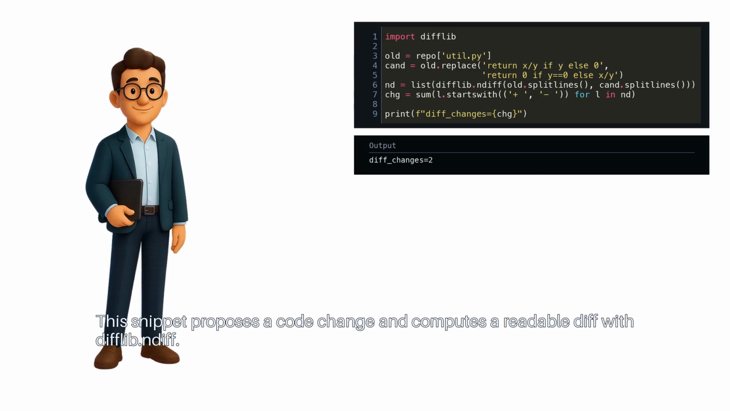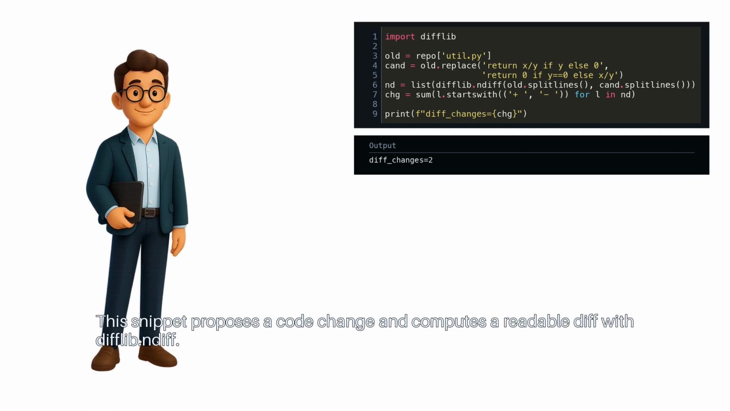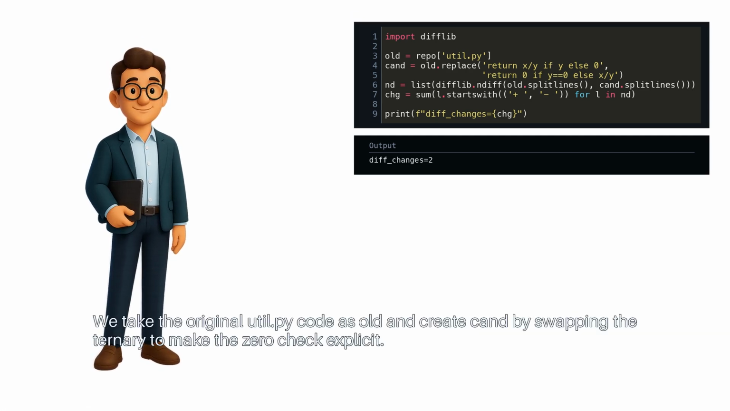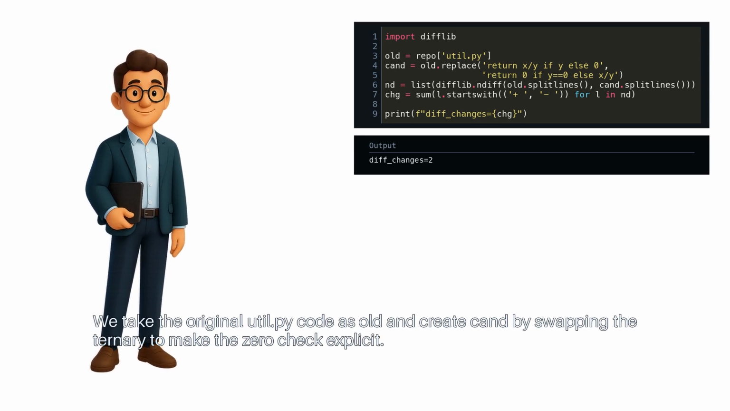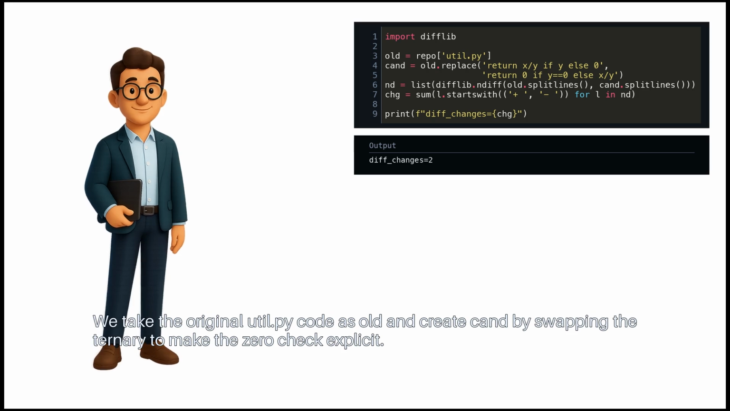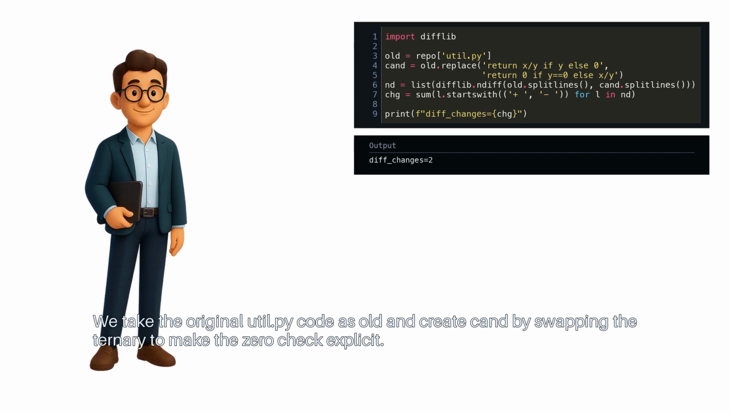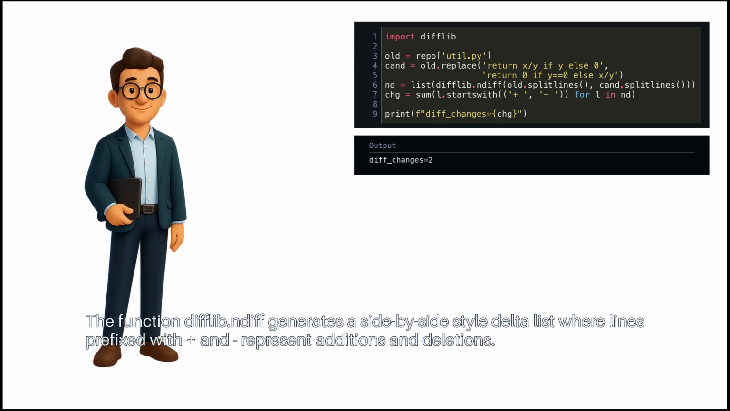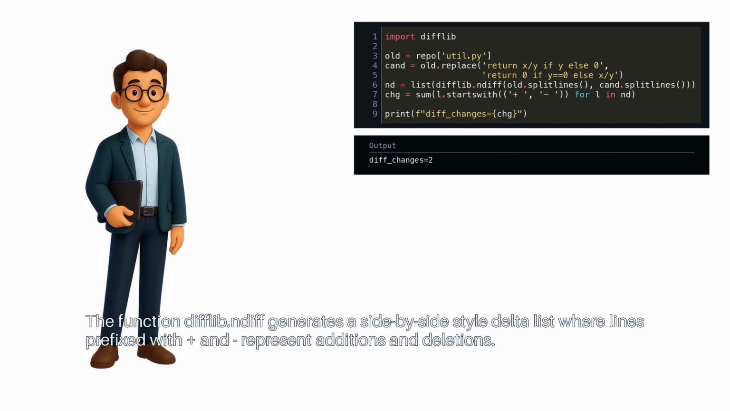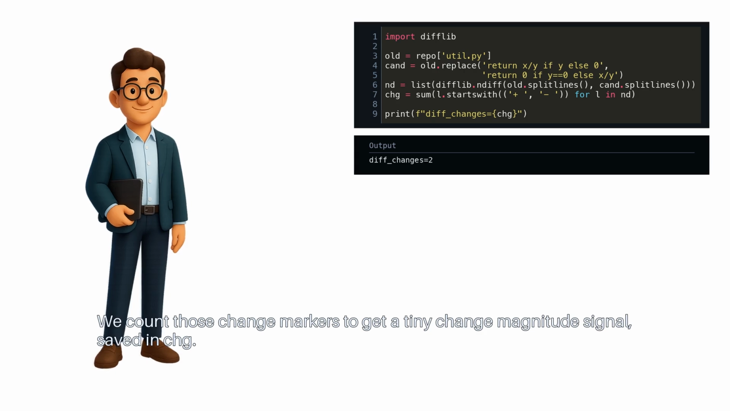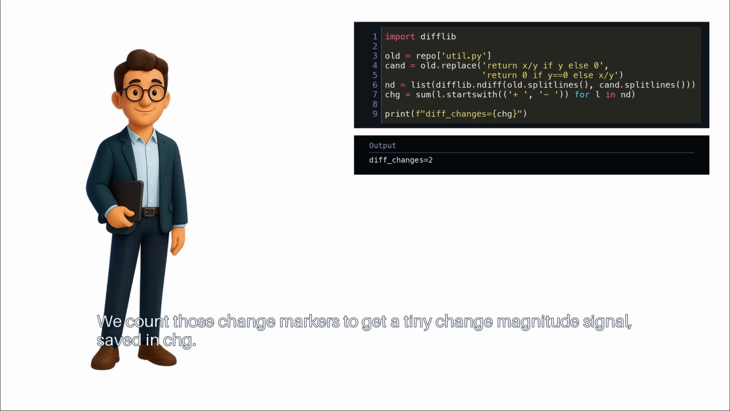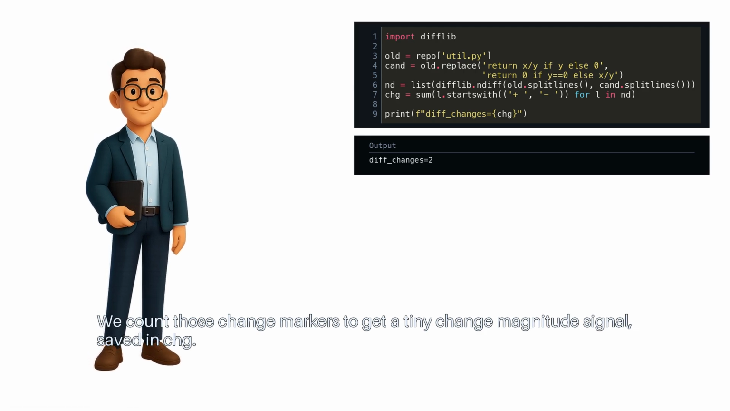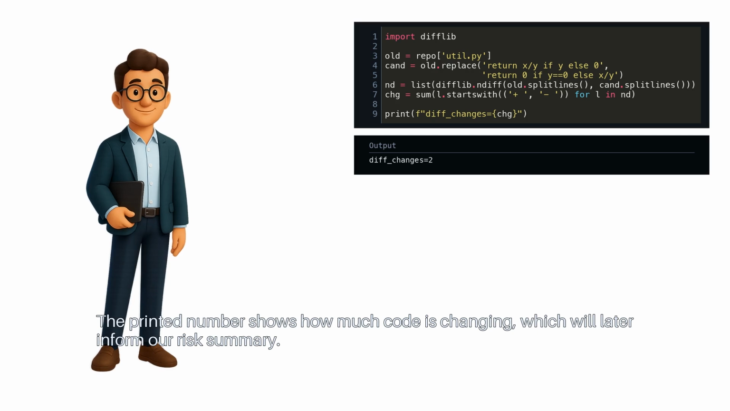This snippet proposes a code change and computes a readable diff with difflib.ndiff. We take the original util code as old and create a candidate by swapping the ternary to make the zero check explicit. The function difflib.ndiff generates a side-by-side style delta list where lines prefixed with plus and minus represent additions and deletions. We count those change markers to get a tiny change magnitude signal saved in change. The printed number shows how much code is changing, which will later inform our risk summary.